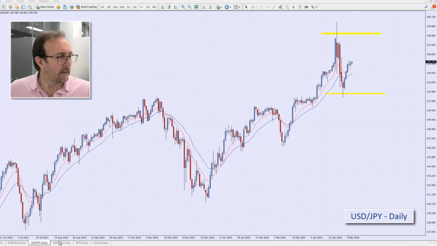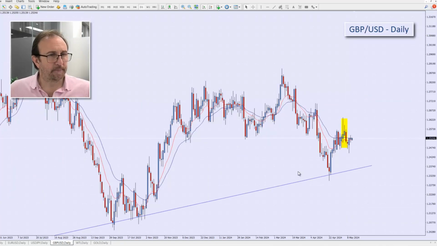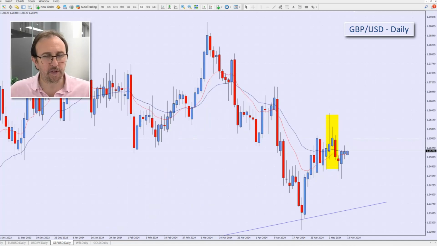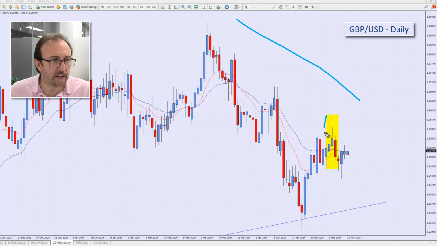All right, GBP USD. GBP USD, we are actually triggered in a trade over here. Let me zoom in. So going into downtrend, we can see that the candles that I've highlighted over there, that is a setup for us. And we triggered over here.